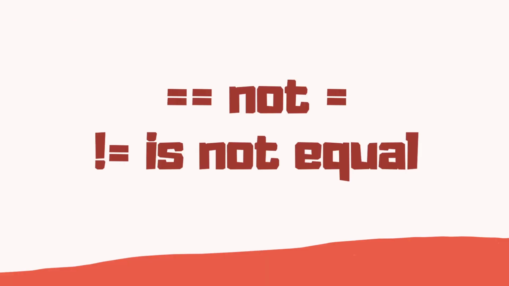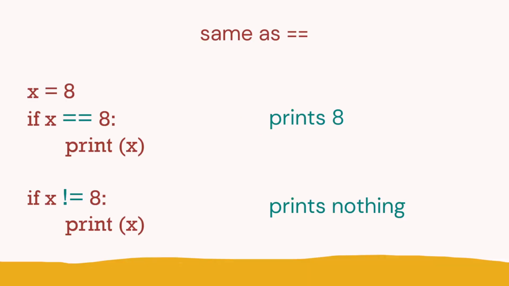Equals equals, not equals. What does that mean? Well, here we want to check to see if x is the same as 8. We don't just use one equal sign, we use 2. So to make a variable have the value 8, we use one equal sign, but in an if statement to check to see if x is the same as 8, in Python we use 2 equal signs. So if x is the same as 8, print x, so it prints 8.